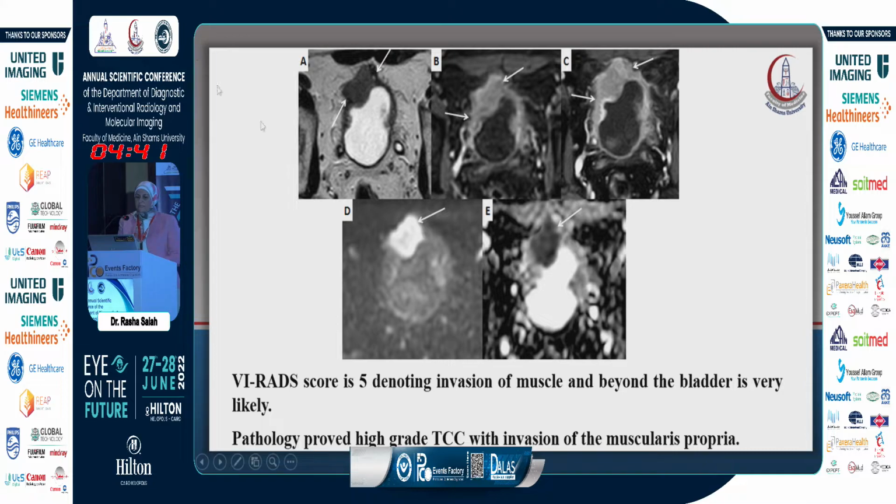This is another example for highly diagnostic features of muscle invasive disease, where we can see a sizable extravesical component showing the same criteria as mentioned earlier, with remarkable restricted diffusion with corresponding low ADC map.